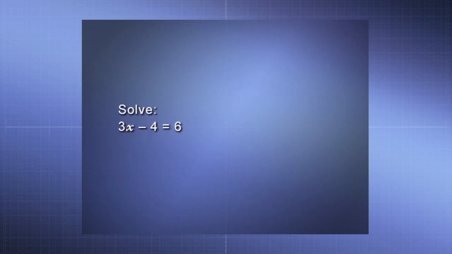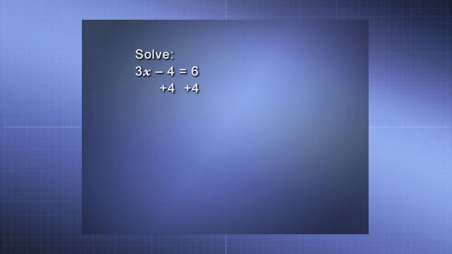Now to do that, what would I do to get rid of a minus 4 like that? I would add 4 to both sides. And if I do that, the left-hand side becomes just 3x because the minus 4 and the plus 4 cancel each other out. What does the right-hand side become? It becomes 6 plus 4, which is 10. And so the new equation, which is still balanced compared to the original equation, is 3x equals 10.